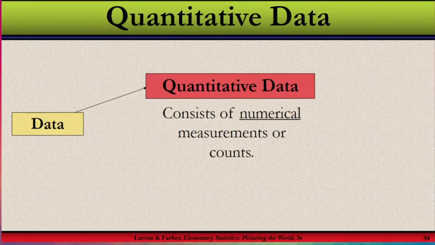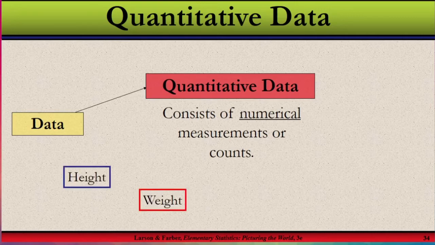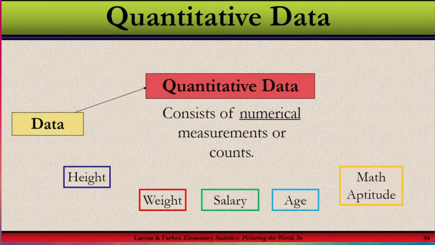Quantitative data consists of numerical measurements or counts. Nandito si height, weight, salary, age, math aptitude. Basta yung mga kinocompute, kasama dito sa quantitative data. Si salary kasi, kaya napasama dito, kasi 'di ba bago ibigay sa isang tao yung sahod niya, kinocompute mo na yan. So it is counted as quantitative data. Si math aptitude, kasama sa quantitative data kasi pag nagsasagot tayo ng exam, meron tayong bilang ng tama, bilang ng mali. So nagbibilang pa rin tayo.